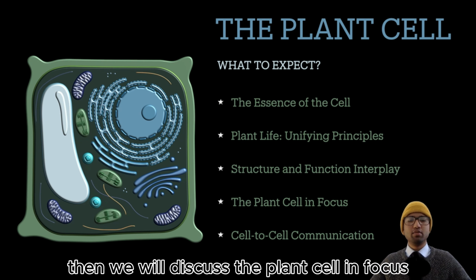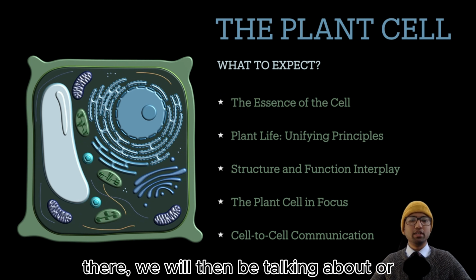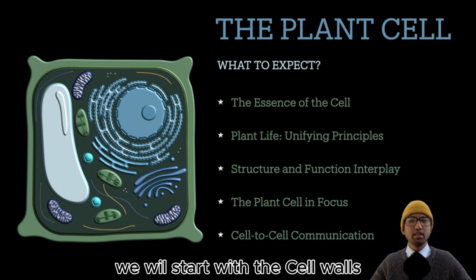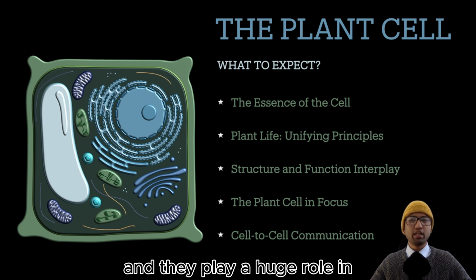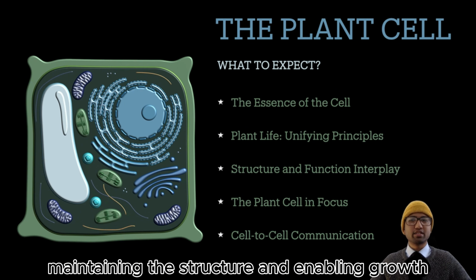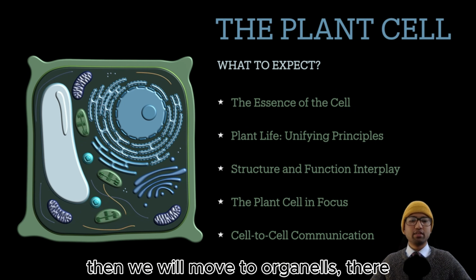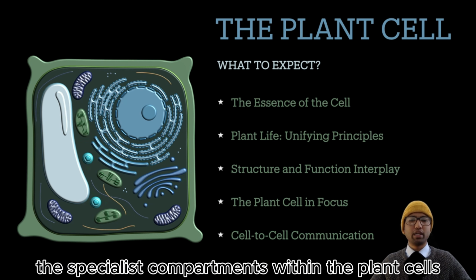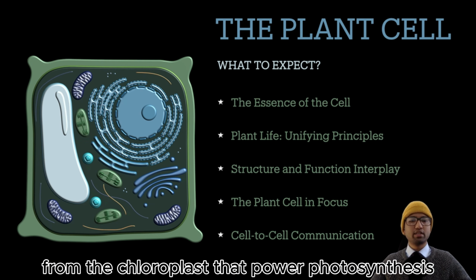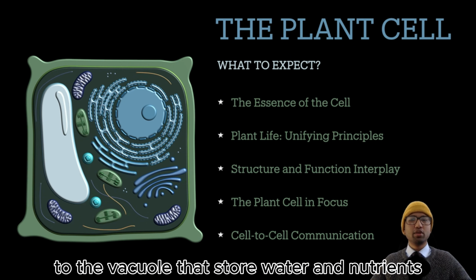Then, we will discuss the plant cell in focus, where we will start with cell walls. The rigid cell walls are unique to plants and they play a huge role in maintaining structure and enabling growth. Then we move to organelles, where we will examine the specialized compartments within plant cells, from the chloroplasts that power photosynthesis to the vacuoles that store water and nutrients.